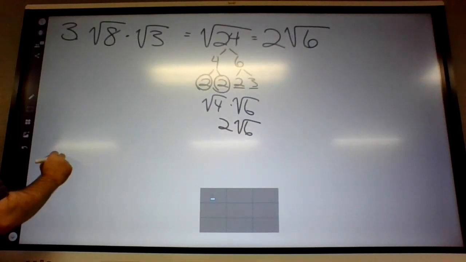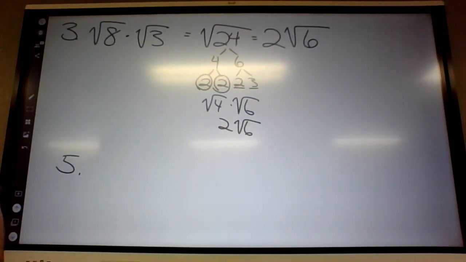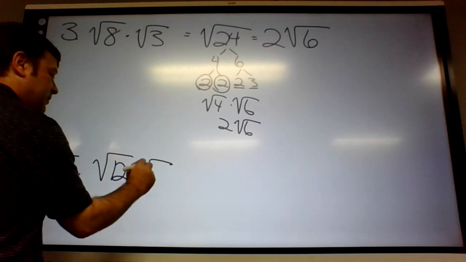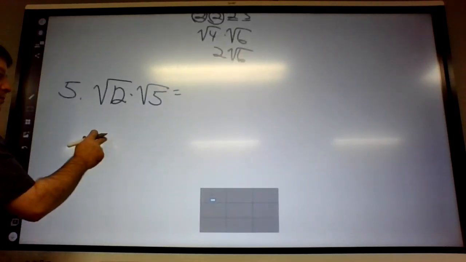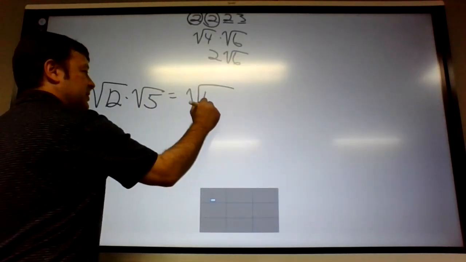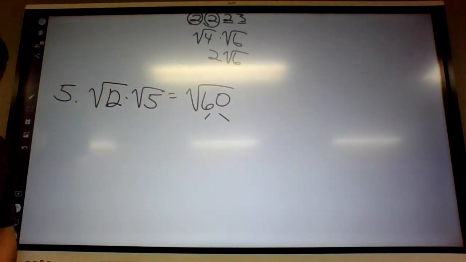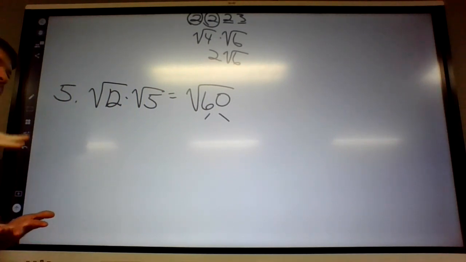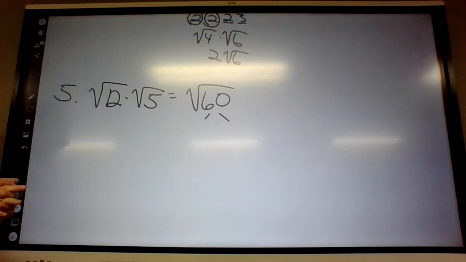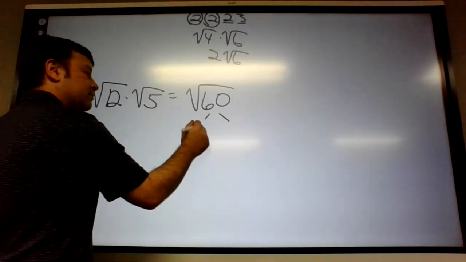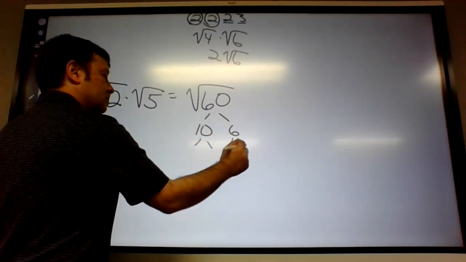Alright, number 5. What do we got? 12 and 5. So, Avery, what are we going to do with square root of 12 times square root of 5? Square root of 60. And also, 8th grade boys, if you have a nice calculator, they can handle square roots, but they can't handle cubed roots or fourth roots or any other kind of roots. Sorry, go ahead. And then do 10 and 6.